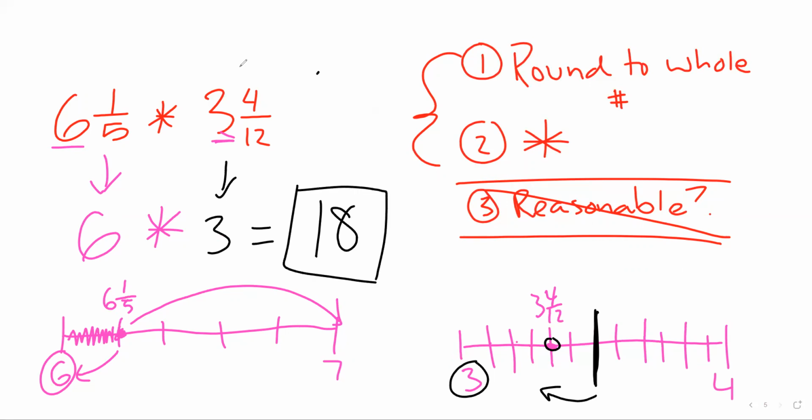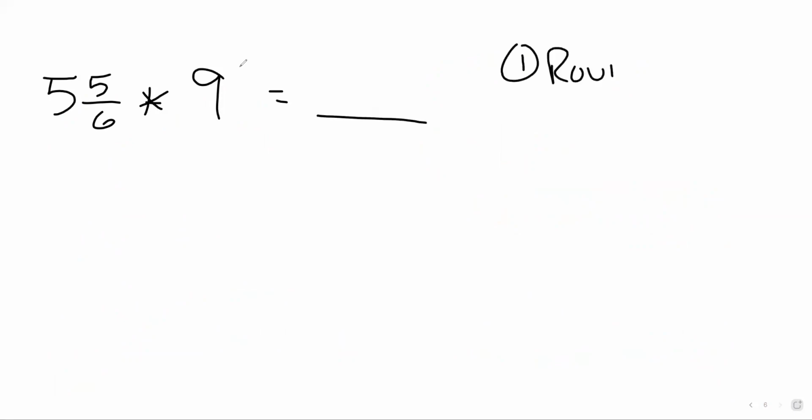Now we don't know the real answer, so we're not really going to ask that question, is it reasonable, yet. But we will when we start solving these for real. Okay, so let's just do one more and kind of move on. So we're feeling good about this skill again. How about 5 and 5/6 times 9? Let's just do a whole number this time. So we're going to round to the whole number, and then just multiply.